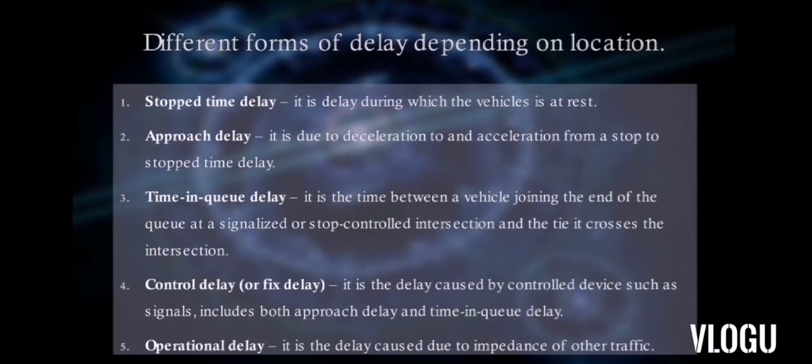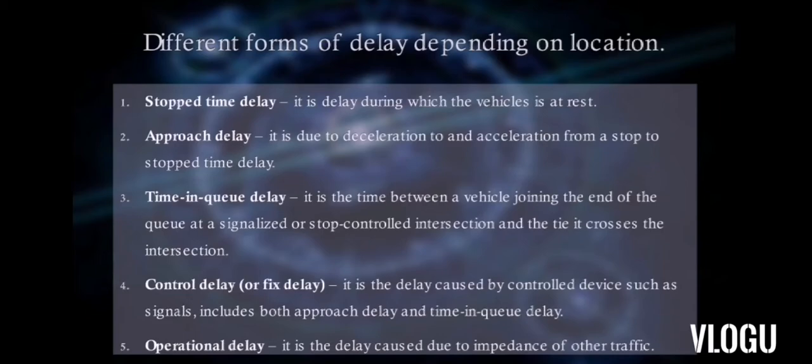Different forms of delay depending on location. First, stopped time delay. It is delay during which the vehicle is at rest. Second, approach delay. It is due to deceleration to and acceleration from a stop, added to stopped time delay. Third, time in queue delay. It is the time between a vehicle joining the end of the queue at a signalized or stop-controlled intersection and the time it crosses the intersection.